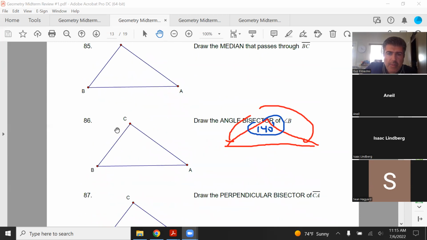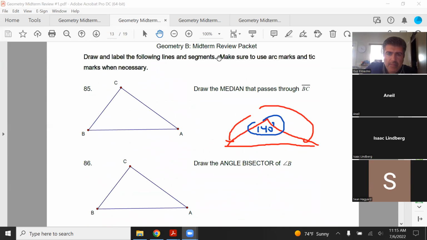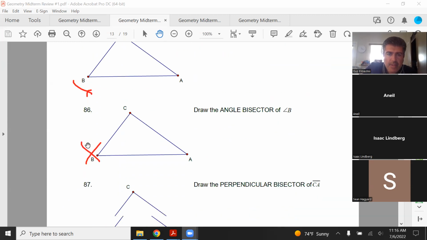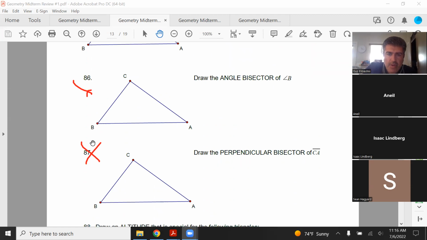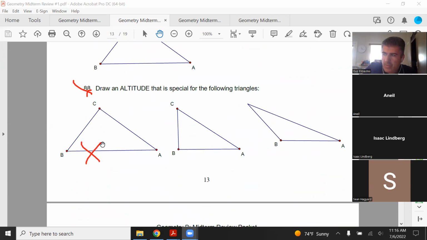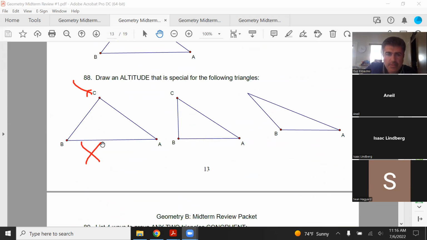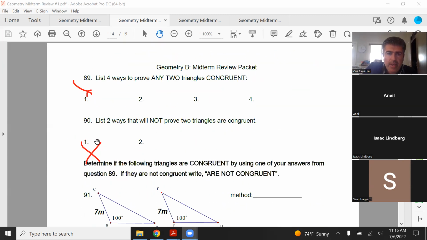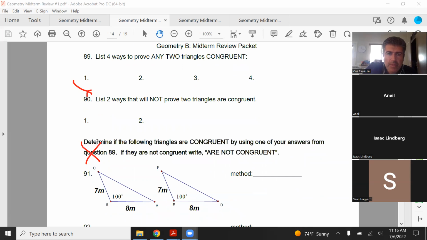Yeah, let's not worry about 85. Let's cross off 85, 86, and 87. Let's cross those off, because we didn't really talk about that stuff. And let's cross off 88 as well. So this page we'll just completely do away with. But we have talked about congruence, so let's move on to that.